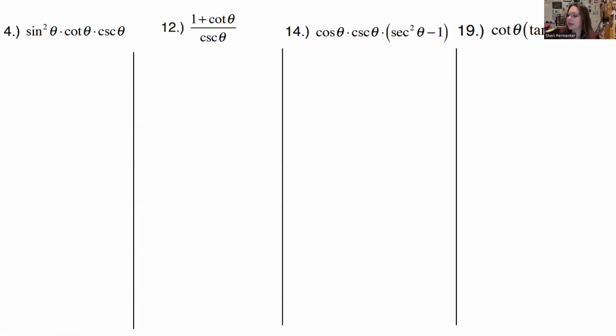This is the next packet. So on this homework, if you want to mark out 17 through 20, those are challenge problems. I don't expect you guys to do those. So 17 through 20, mark them out. Everything else I expect you to do.